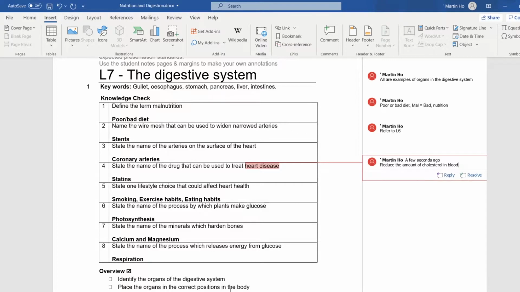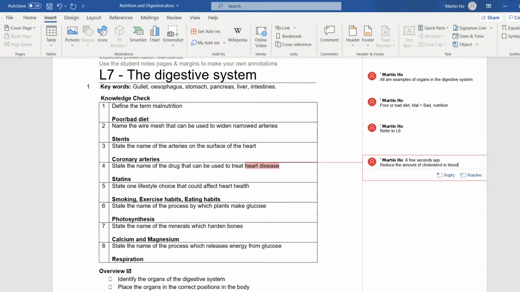Five, state one lifestyle choice that can affect heart health. I listed 3 here. Any of these answers would be correct, but smoking, your exercise habits, as well as your eating habits all have an effect on your heart's health. People who smoke versus people who do not smoke have a higher likelihood of having poor heart health and getting heart disease. In the same manner, people who do not exercise versus people who do exercise, or people who have poor eating habits versus people who have good eating habits.